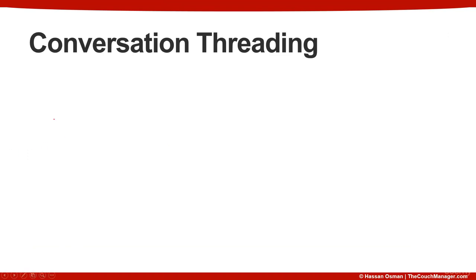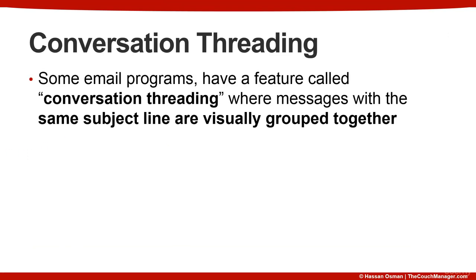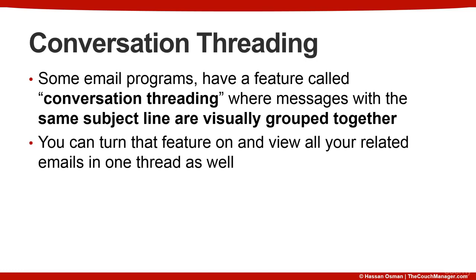Another way of doing it is using something called conversation threading. Some email programs have a feature called conversation threading where messages with the same subject line are visually grouped together. You can turn that feature on, so it is optional, and view all your related emails in one thread as well. Let me show you how this works.